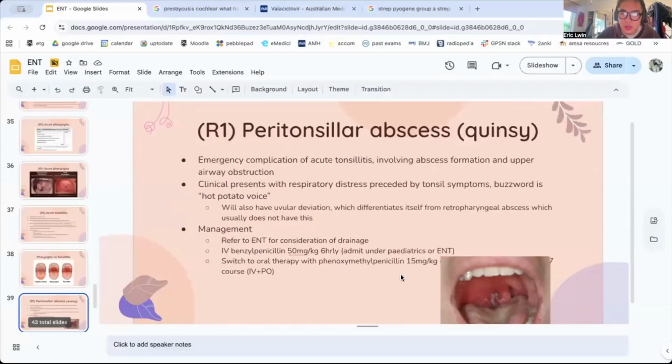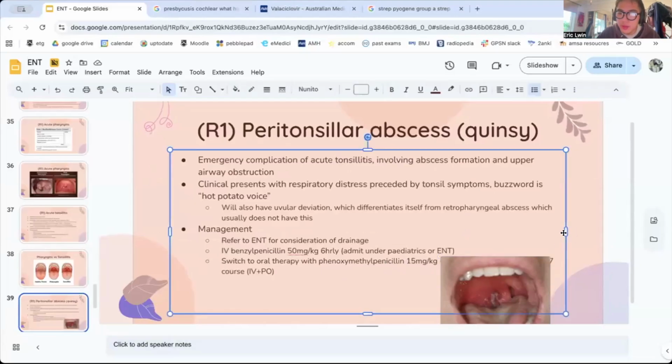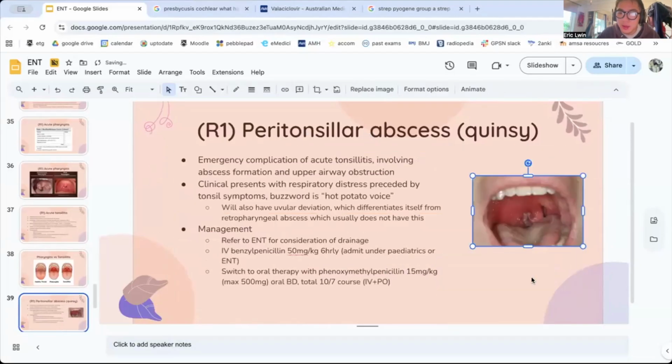And you can switch. Okay, sorry, I should move this so you can see it better. Yep, there you go.